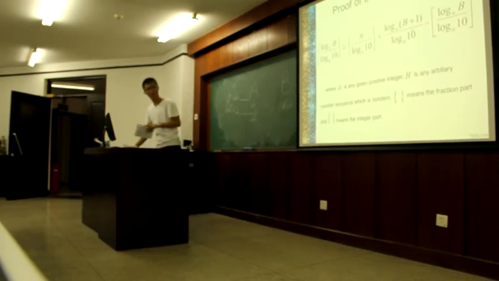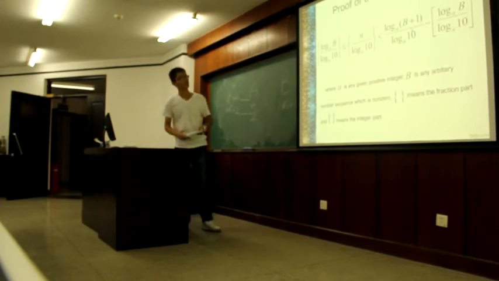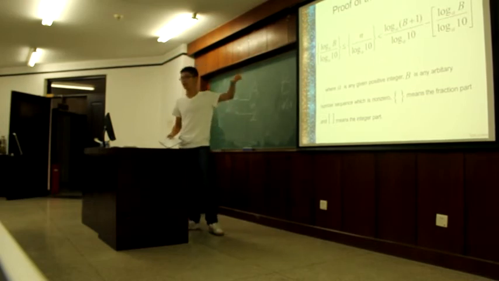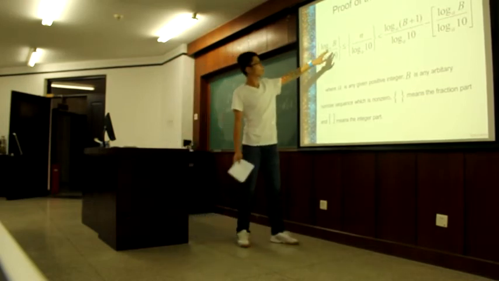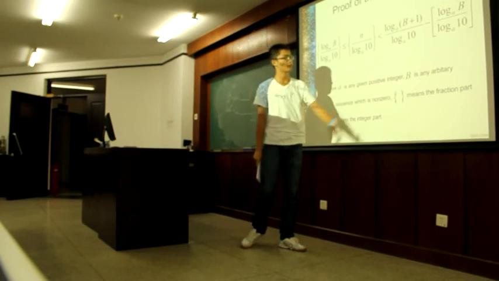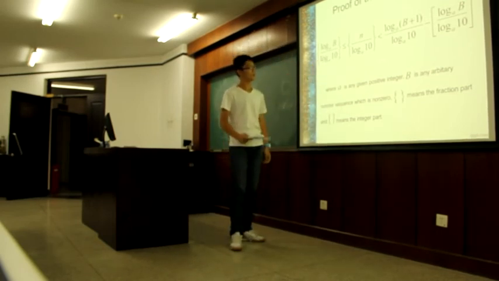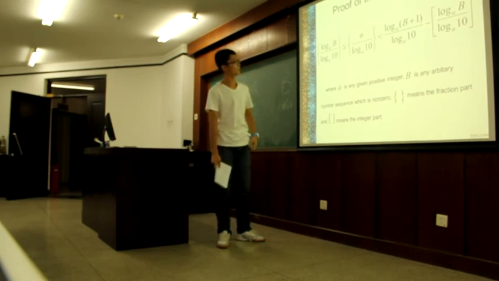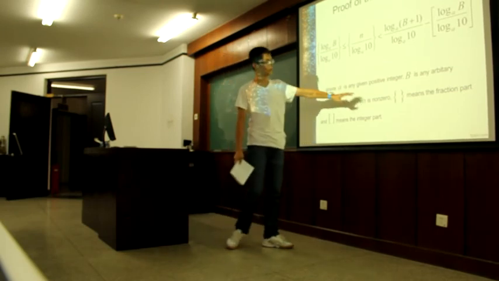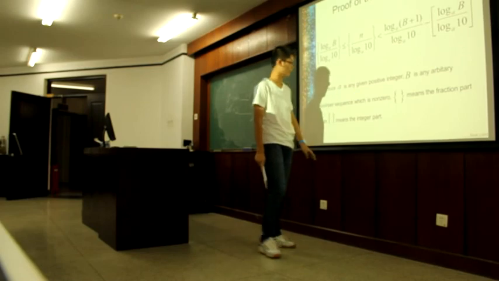And now let's focus on this equation, and then we will know why we need this theorem. Let a be any given positive integer, and b be any arbitrary number sequence which does not begin with 0. And this bracket means the fractional part.